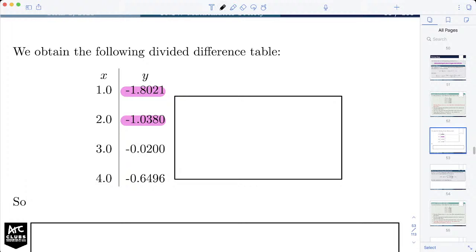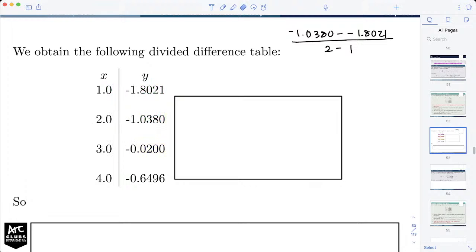Okay, so I'll just do the calculations up here. So we take the second value, 1.0380, minus 1.8021. And we put that all on top of 2 minus 1. So again, a lot of just number crunching in this section. And we're going to do the same thing for this point here, and this point here, and then 4 and 3 as well.